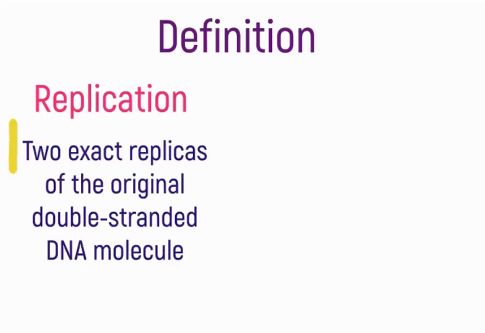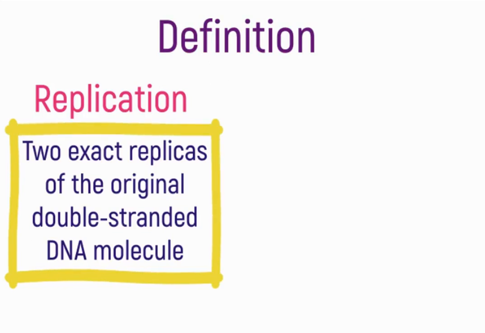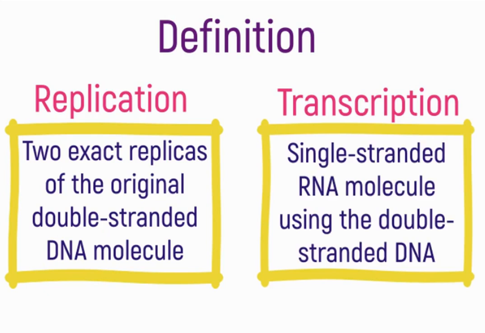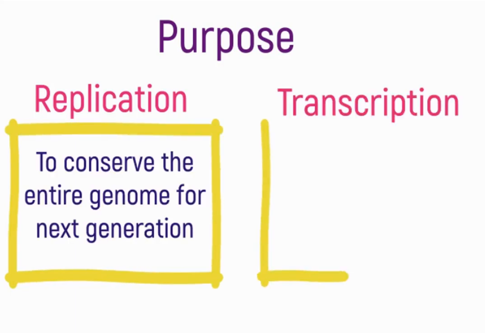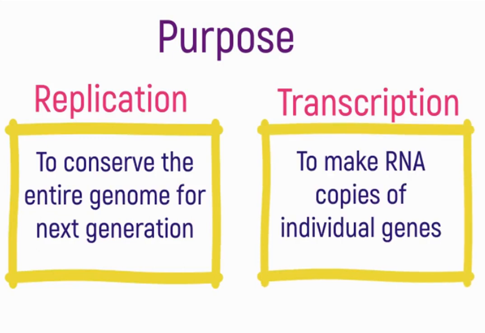DNA replication produces two exact replicas of the original double-stranded DNA molecule, where each daughter strand contains half of the original DNA double helix. Transcription produces a single-stranded RNA molecule using the double-stranded DNA. DNA replication serves to conserve the genome for the next generation of cells and individuals. On the other hand, transcription serves to form RNA copies of individual genes for immediate use in protein synthesis.